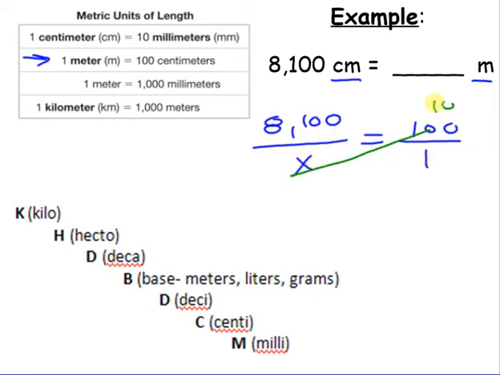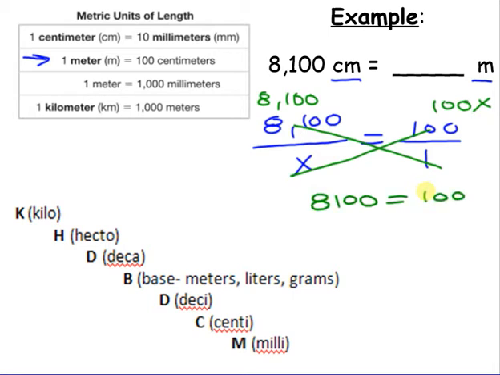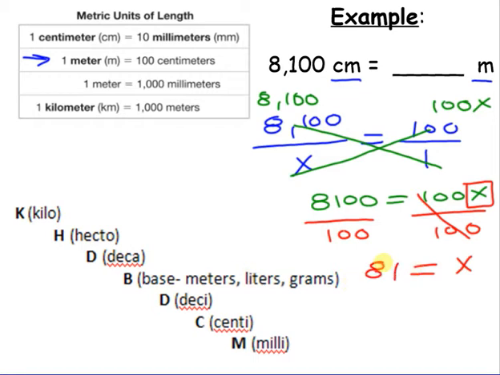X times 100 is 100x. 1 times 8,100 is 8,100. Let's set them equal to each other. 8,100 equals 100x. We're going to box the variable, divide by 100, divide the other side by 100 as well. Those cancel, and you're left with x equals, and if you divide 8,100 divided by 100, you're going to get 81. That means 8,100 centimeters will equal 81 meters.